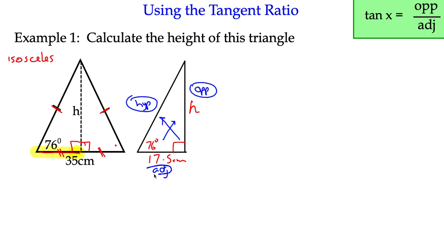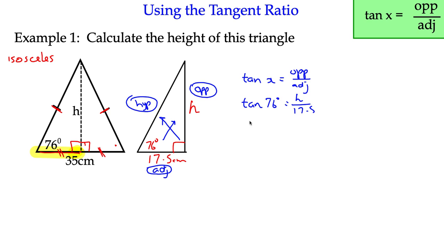So what have I got to work with here? I've got the opposite, and I want to know the opposite, and I've got the adjacent. So I can use the tangent ratio. I'm going to write it out at the side. So I'm going to write out tan x equals opposite divided by adjacent. Always, there's three things we need to substitute in. x is the angle, which in this case is 76 degrees. The opposite side is the side we've marked h. And the adjacent side is the side we've marked 17.5.